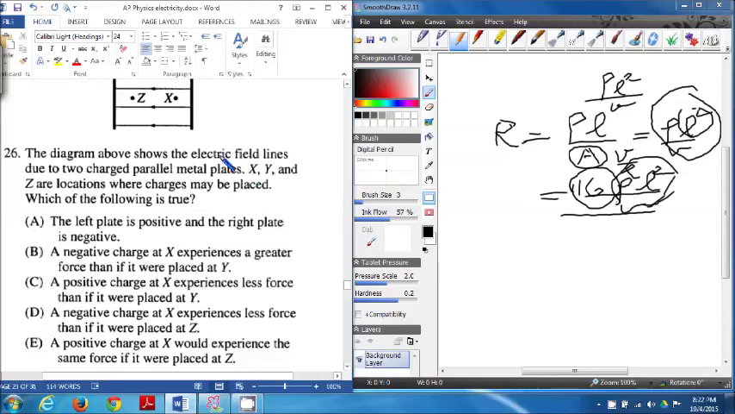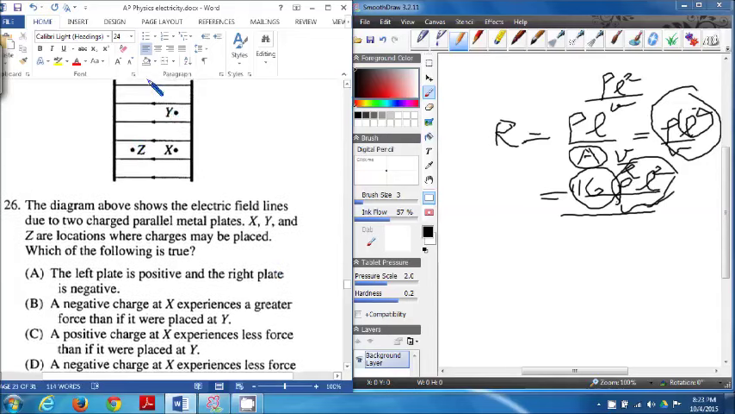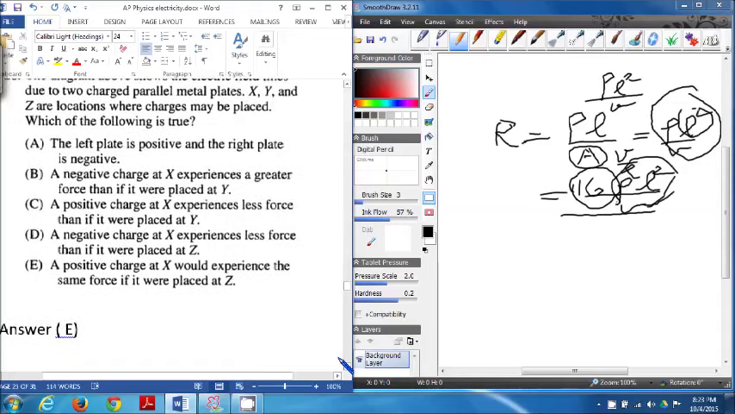Z. No, actually, the field inside the plates is the same everywhere, so it doesn't experience less force. The field is uniform between the plates of a capacitor. So a positive charge at X would experience the same force if it were placed at Z. So this is true because the field is uniform. The way the lines are drawn indicates that the field is uniform, so everywhere the field is the same and they will experience the same force. So the answer is C.